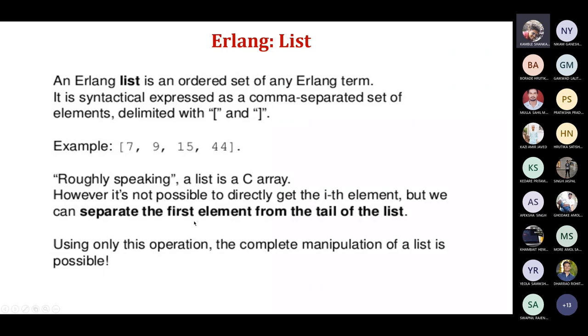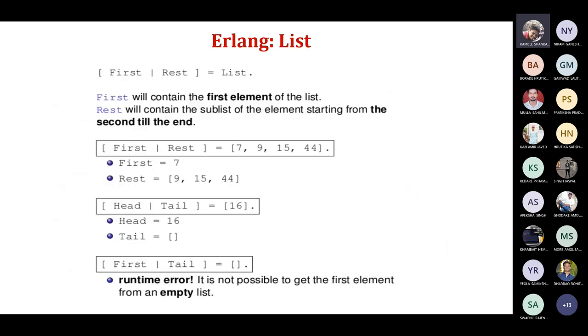Okay, but we can separate the first element from the tail of the list. Now tail is 44 and we can separate this. So since we cannot go to a particular position in a list as we can do in an array, but we can separate the first element from the tail of the list, using only this operation, the complete manipulation of the list is possible. So the only operation possible on a list is separating the first element from the tail of the list. And using this operation, you can try to do all the manipulation.